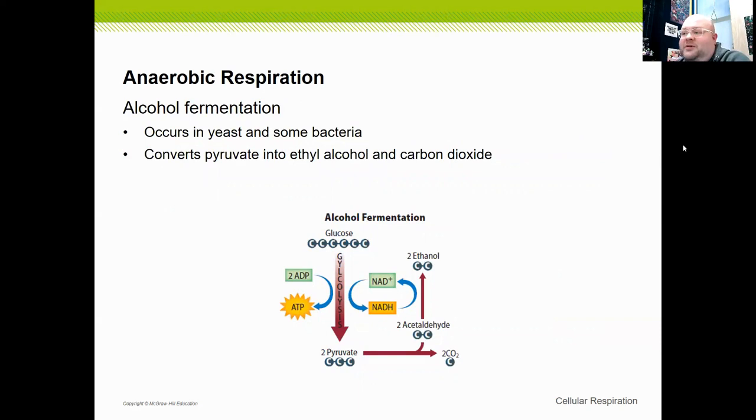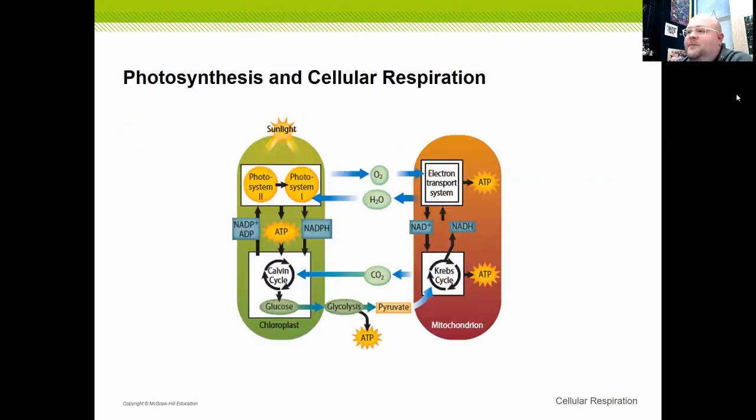There's also alcohol fermentation. This is different. This occurs in yeast and bacteria, and converts pyruvate into ethyl alcohol and carbon dioxide. Certain drinks are made this way. Certain breads are made this way. So that's not exactly what's happening in your body, but it is another form of anaerobic respiration. So that's why it's thrown in here.